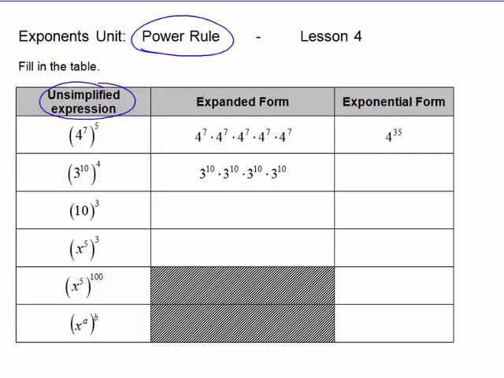So notice in this first one that we have 4 to the 7th raised to the 5th power. So you could write that in expanded form by writing 4 to the 7th times itself 5 times. And if you use that shortcut here and add all these exponents together, you get 4 to the 35th. I'd like you to fill in the remainder of the table to discover the power rule. Okay, hit pause, the space bar now.